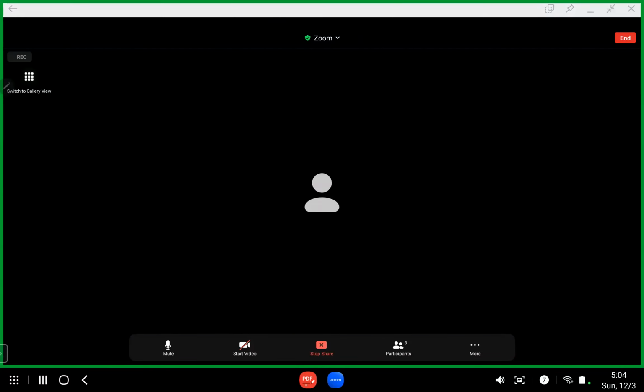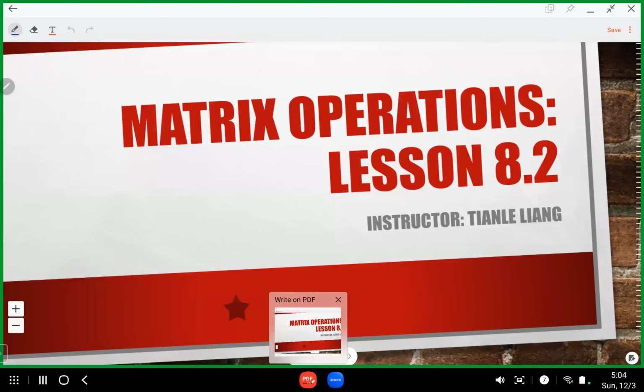So this is the second class of matrix operations. Last time we went over matrix operations. This time we'll be going over some row operations. Okay, so this is our schedule.